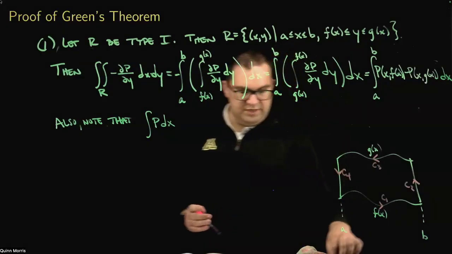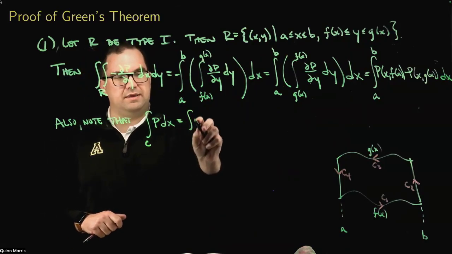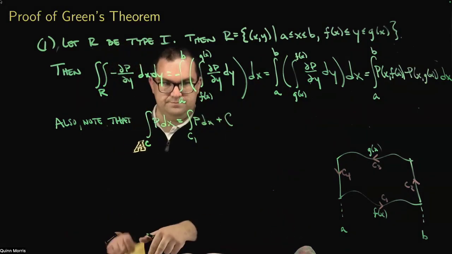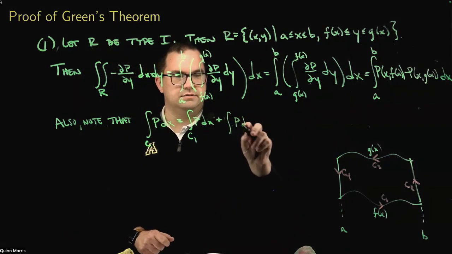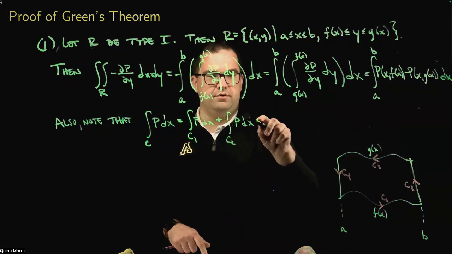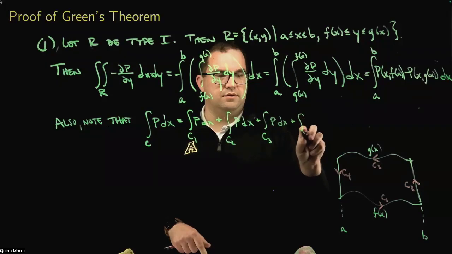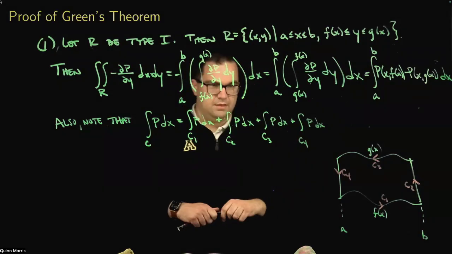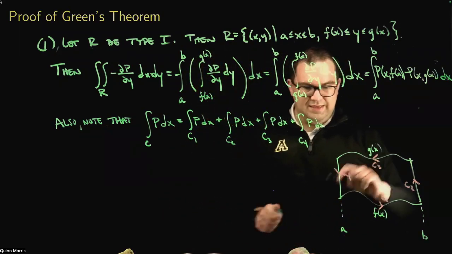So if I'm interested in the integral of P dx over C, then that ought to be the integral of P dx over the curve C1, plus the integral of P dx over C2. I'm just using the fact that I can break up this line integral over parts of the curve, plus the integral over C3 of P dx, plus the integral over C4 of P dx.